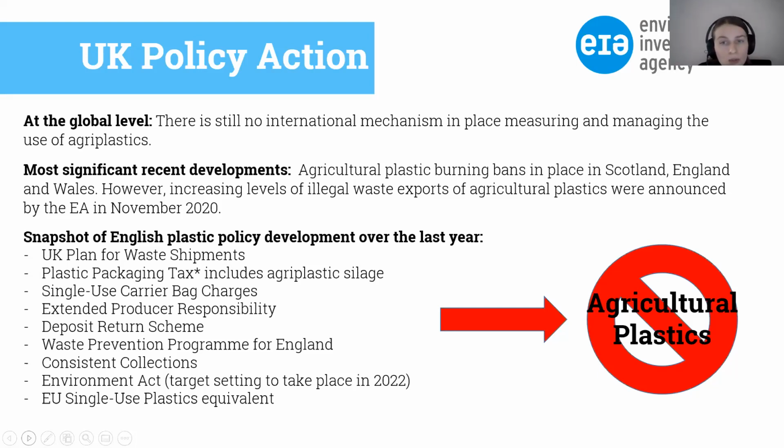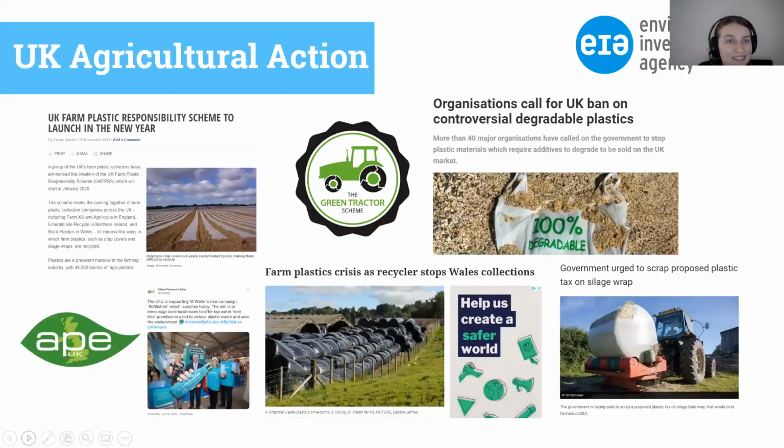When it comes to effectively reducing and managing plastic pollution in the UK, this is an incredibly important time. To demonstrate that, I've provided a snapshot of policy developments occurring in England over the last year alone, some applying to all of the UK. Despite this increased attention, agricultural plastic use is not yet sufficiently reflected in any of these relevant policy frameworks. Next slide, please. Thanks. But that doesn't mean action isn't taking place.